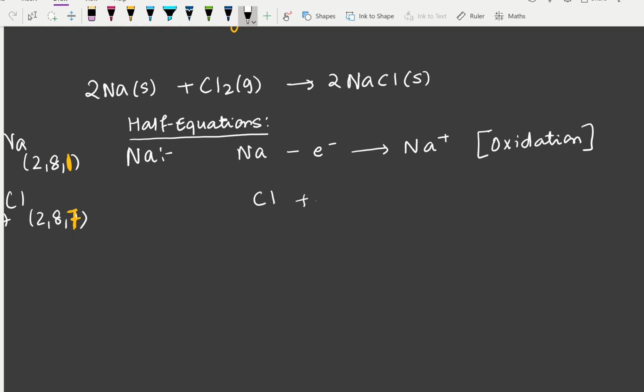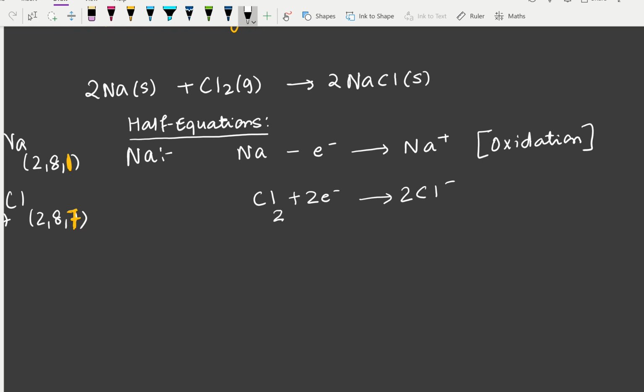It is going to accept the electron that was lost by the sodium and change to Cl minus. Now I know that if one chlorine accepts one electron and becomes one Cl minus, then because chlorine is diatomic, in all Cl2 is going to accept 2 electrons, okay. So I'll write Cl2 plus 2e minus gives 2Cl minus.